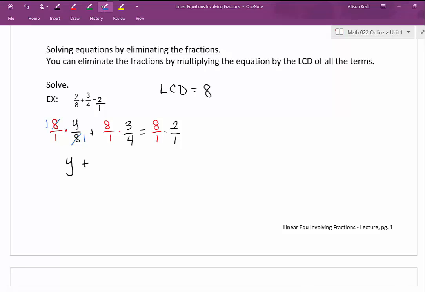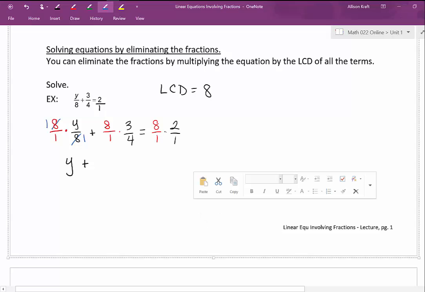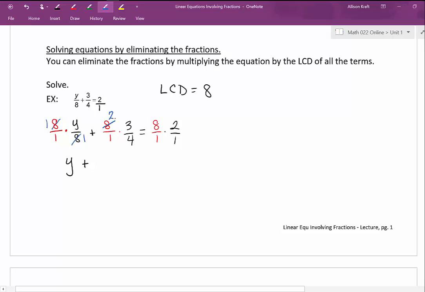In our next pair, I see that 8 and 4 are both divisible by 4. 4 goes into 8 2 times. 4 goes into 4 1 time. Multiplying straight across, now I have 2 times 3, which is 6 over 1, or just 6. On the right side, both of my denominators are already 1. There's nothing to simplify first. Multiplying straight across, I'm going to get 16 over 1, or simply 16.